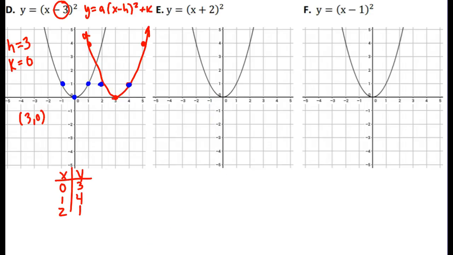Okay, looking at the next one. Here I have a plus 2 on the inside, no a value, or a is 1, so that's normal, and no k value at the end. So h is going to actually be the opposite of positive 2, which is negative 2. So that means that our graph is going to be shifted to the left 2 when I think about my vertex. So negative 2, k value is 0. So I have a vertex at negative 2, 0.